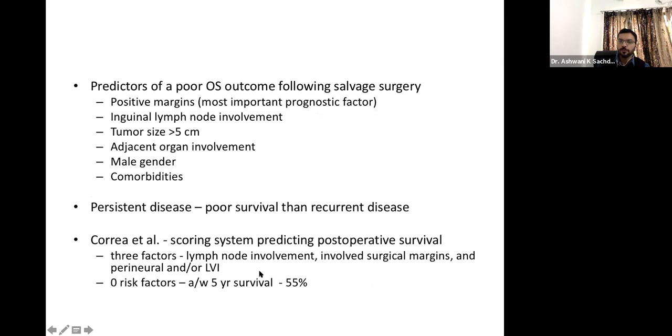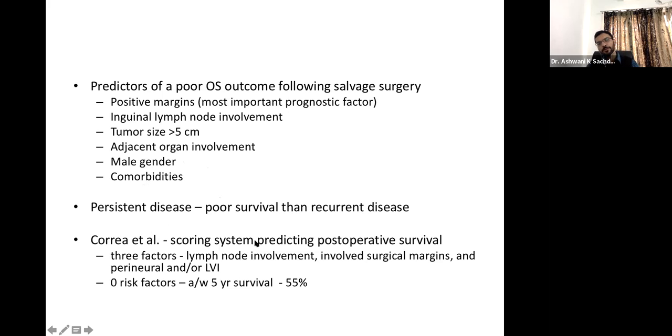What are the predictors of poor outcome following salvage surgery? Number one and most important is positive margins. If negative margins are not achieved, then it is highly likely to result in poor overall survival and local recurrence. Inguinal lymph node involvement is a poor prognostic factor. Tumor size more than 5 centimeters, adjacent organ involvement, male gender, and presence of comorbidities are all associated with poor overall survival.